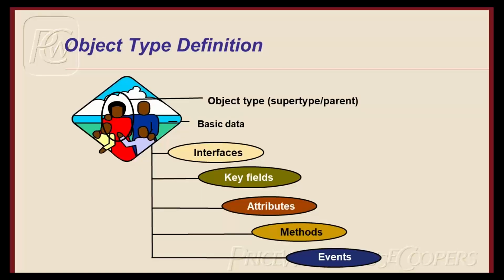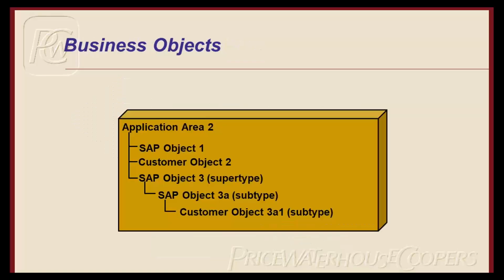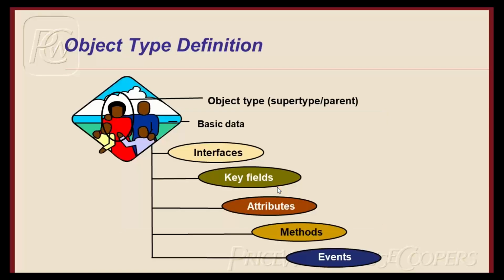Now about business objects, this is how it looks when you enter the business object. You can go and see this in transaction SWO1. In SWO1, the object will have interfaces, key fields, attributes, methods, and events. In the methods, we are going to add our BAPI.